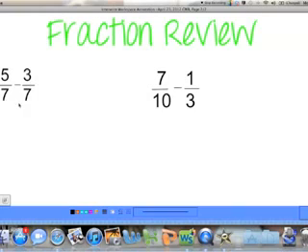So in our first problem here, we do have a common denominator. Our common denominator is 7. So we don't have to find one. We can just go right to step 2, which is subtracting our numerators. 5 minus 3 is 2. And we keep our common denominator as 7.